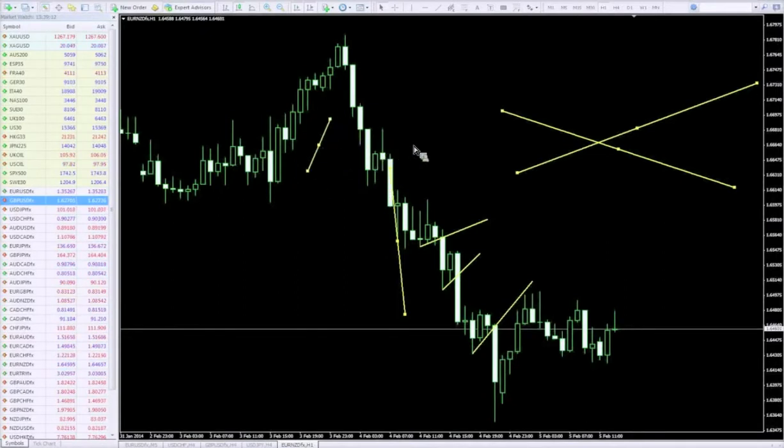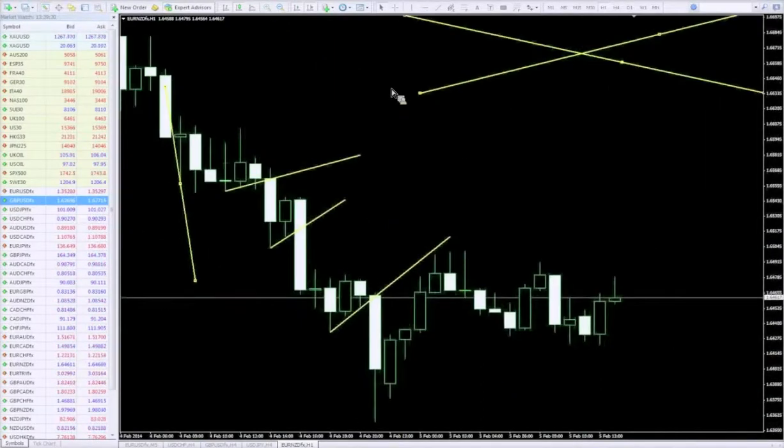All right? Pullbacks are constructed of what I call pullback candles. What is a pullback candle? A pullback candle is the first time we have a candle that makes a low that's higher than the previous low. And I want to blow this up.